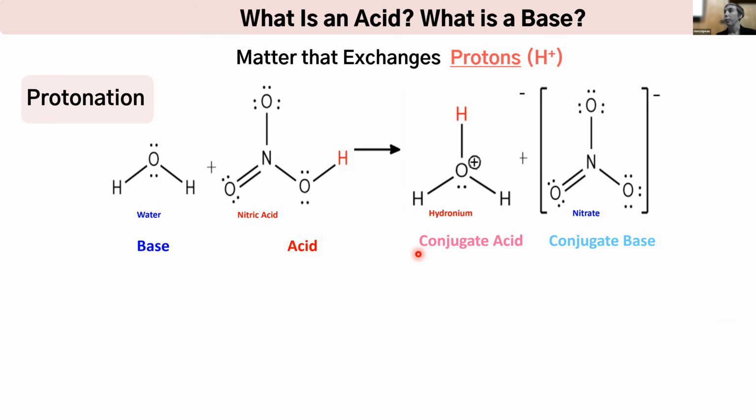So another way to think of an acid or a base is something called protonation. And it's basically that an acid is anything that is capable of donating a hydrogen ion to another molecule. So it's essentially giving the hydrogen to something else, which is one definition of an acid. A base is then receiving that hydrogen ion.